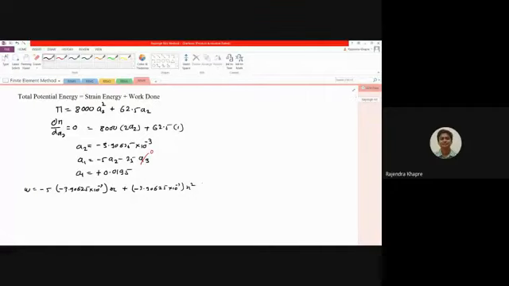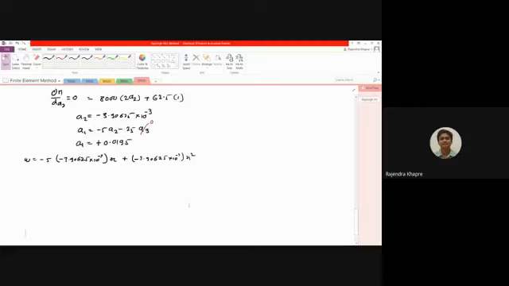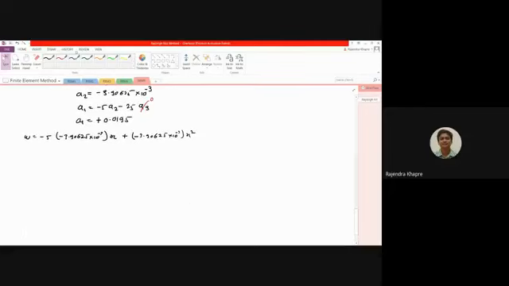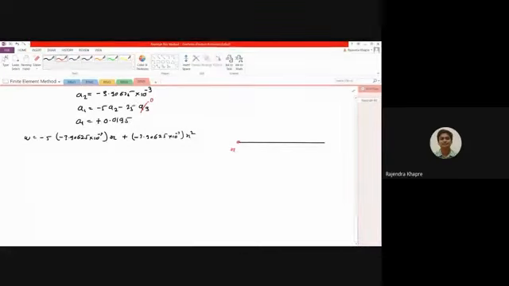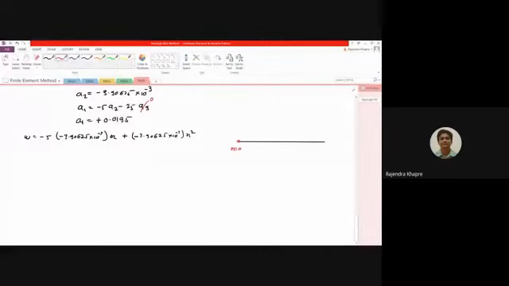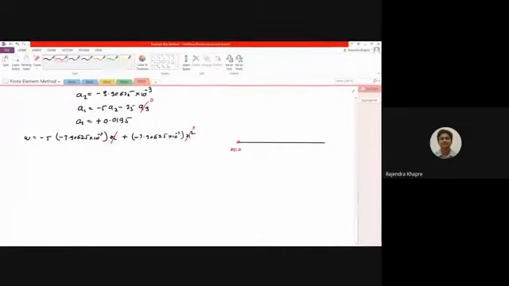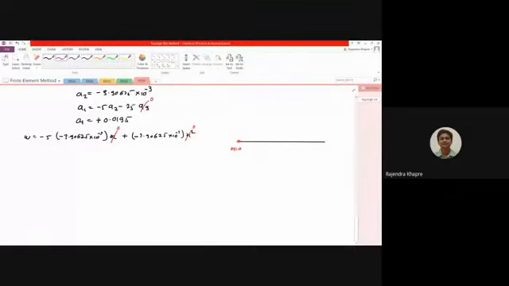Now let us see how this deformation is there in the beam. Since the value of W is now known, I can simply go for the substitution of values over here. So let me draw a simple beam. At this point, the value of x is 0. So in this expression, if you substitute the value of x as 0, the value of W is 0. So here your deformation will be 0 at this particular point.